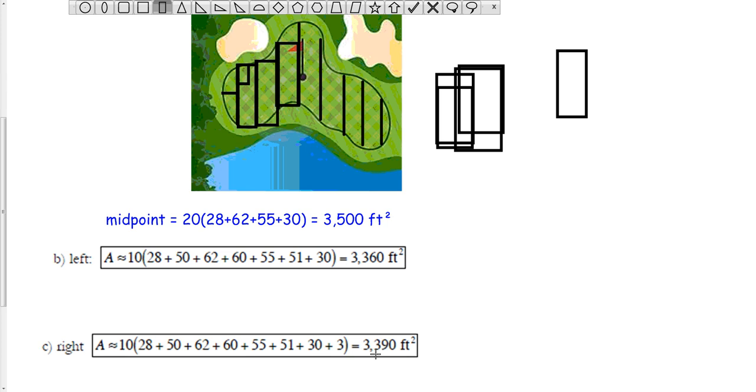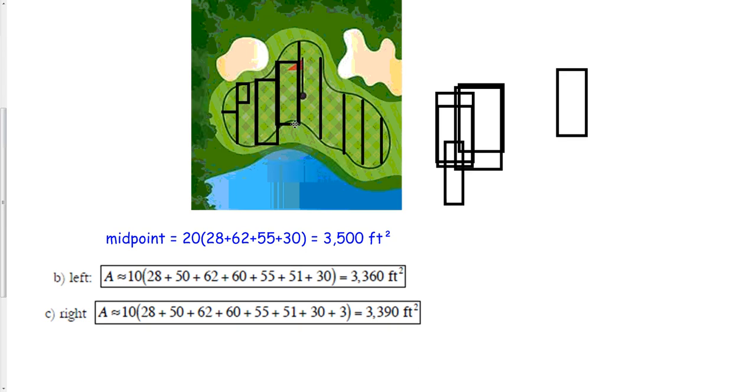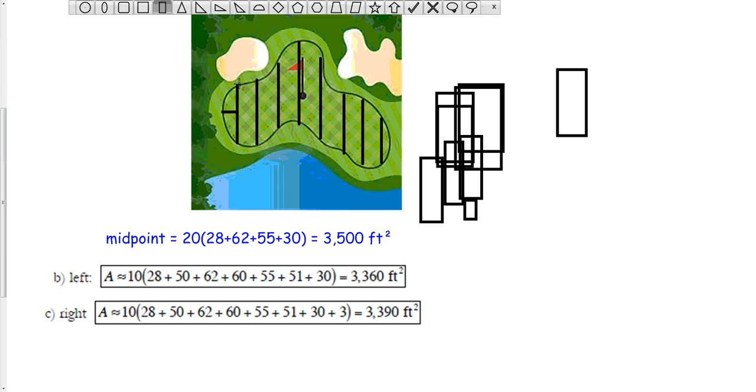The right-hand estimate is going to give me an estimate of 3,390 square feet. In calculating the right-hand estimate, I don't use a height of 0, because between 0 feet and 10 feet, I'm going to let the rectangle have a height of 28 for that whole 10 feet. Between 10 feet and 20 feet, I'm going to pick the height at the right, and that's going to be the height of that whole rectangle. Between 20 feet and 30 feet, I'm going to find the rectangle that has a width of 10 feet, but a height of 62 feet. And we'll go ahead and go on.